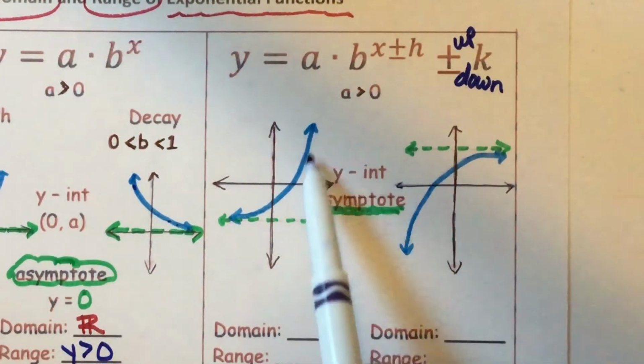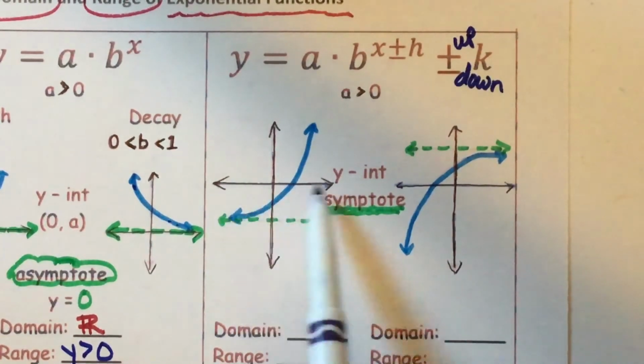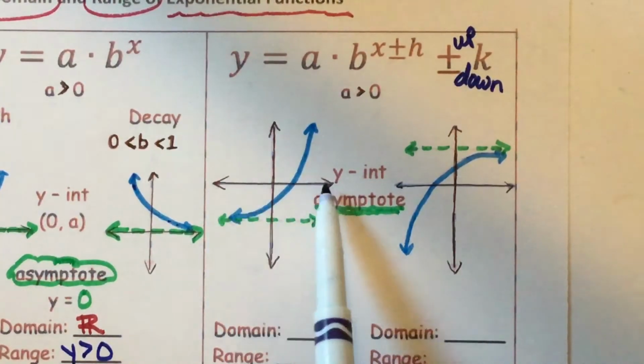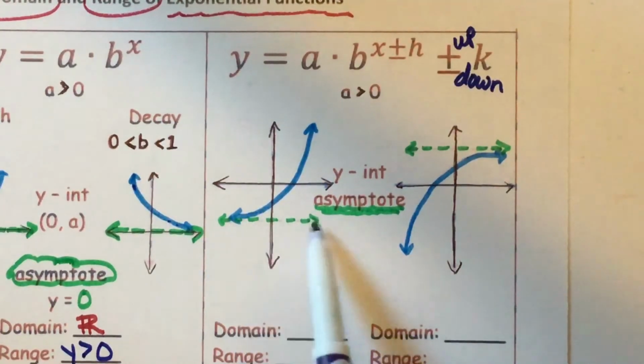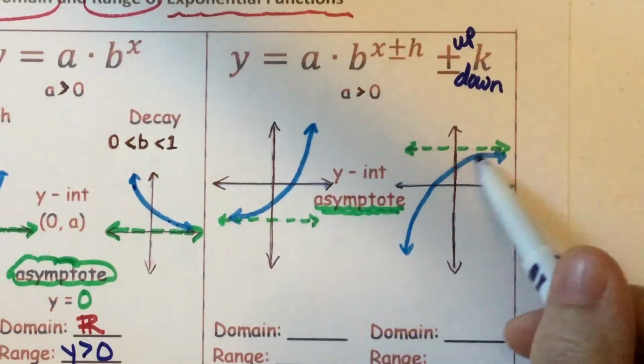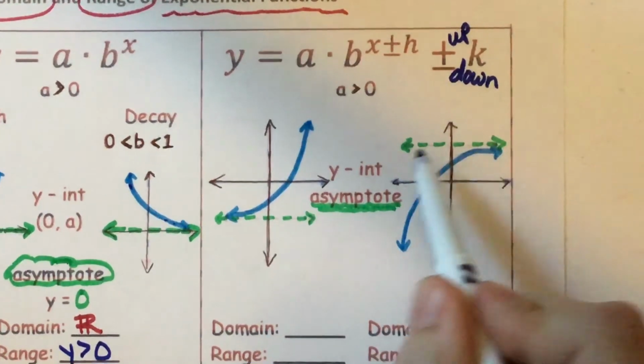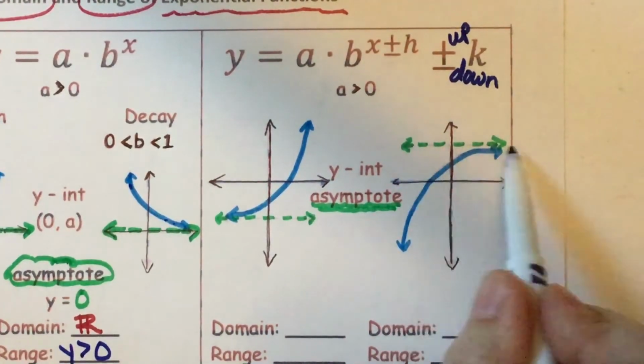So see how this graph, it's not touching or coming close to touching the x-axis anymore. It's coming close to touching this guy. So this is its new asymptote. And this one, it's not coming close to touching the x-axis. It's coming close to touching this guy up here.